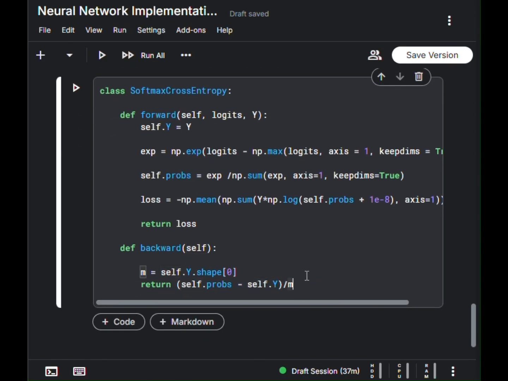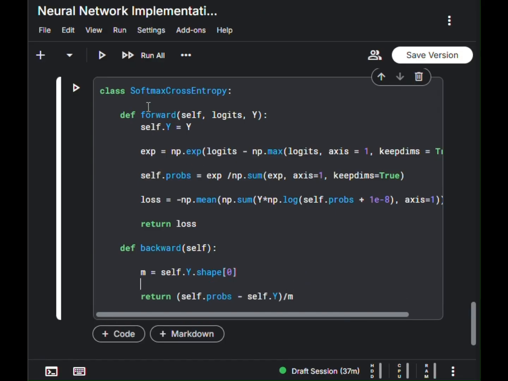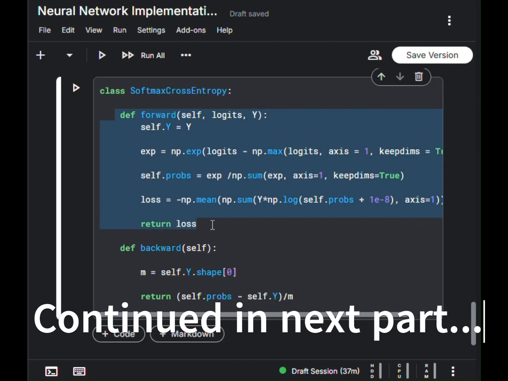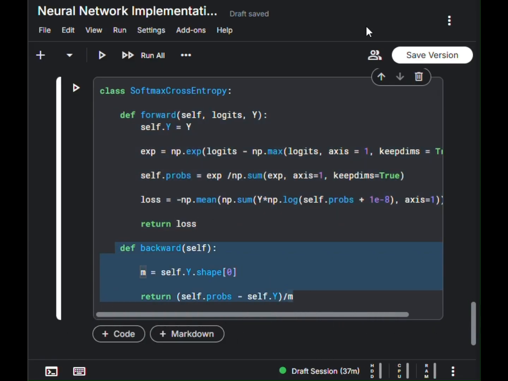So this is the implementation of SoftmaxCrossEntropy. Here also we are using two functions, forward and backward. One is used for the prediction pass, which is the forward pass, and the other is used for the backpropagation purpose.